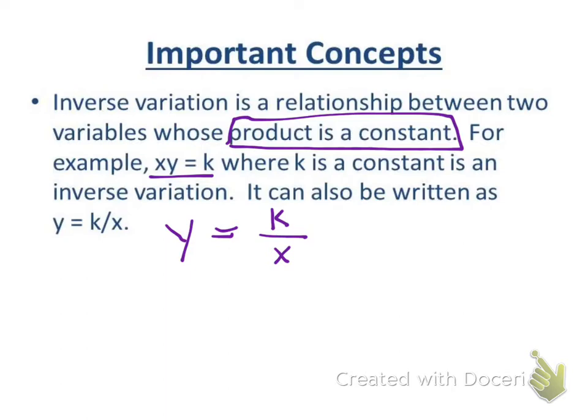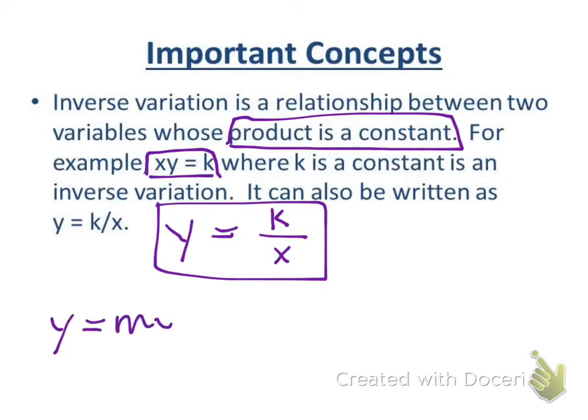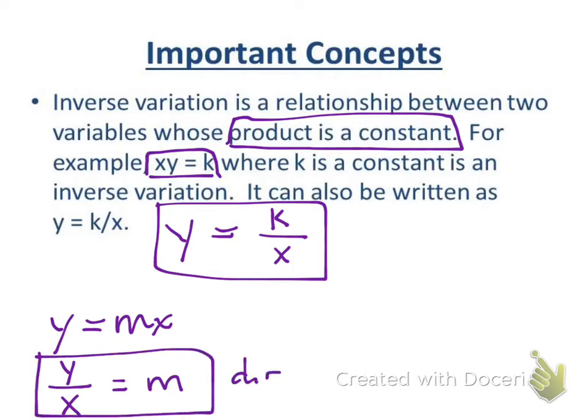So what was the other? This is inverse variation: x times y equals k, or y equals k divided by x. What was direct variation again? Y equals m times x, which is also written as y divided by x, is always the same thing. So direct variation is where you divide y by x and you always get the same thing. Inverse variation is where you multiply y times x and you always get the same thing.